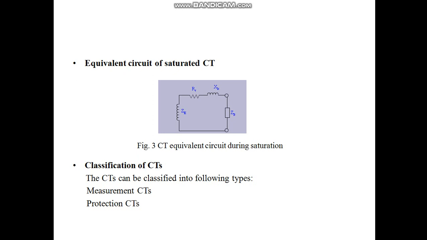To go further with the topic, we will study the classification of CTs. The current transformer can be classified into two types: measurement CTs and protection CTs. That we will learn about in our next lecture.